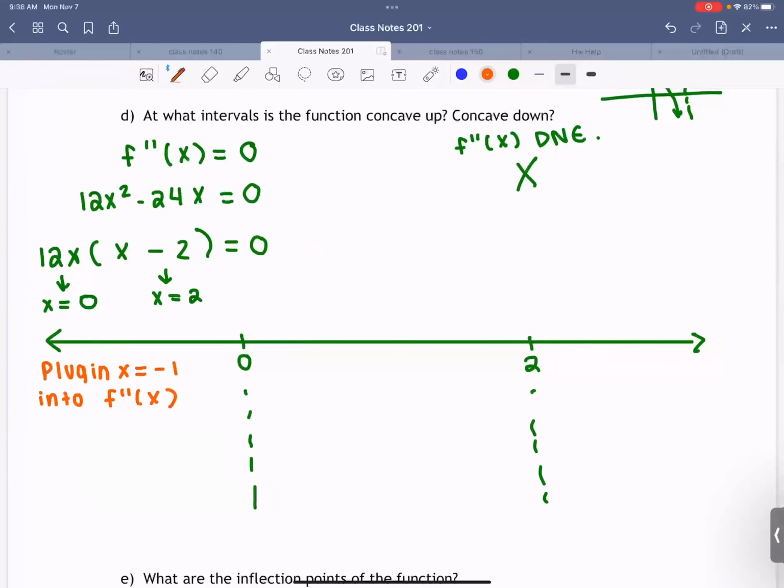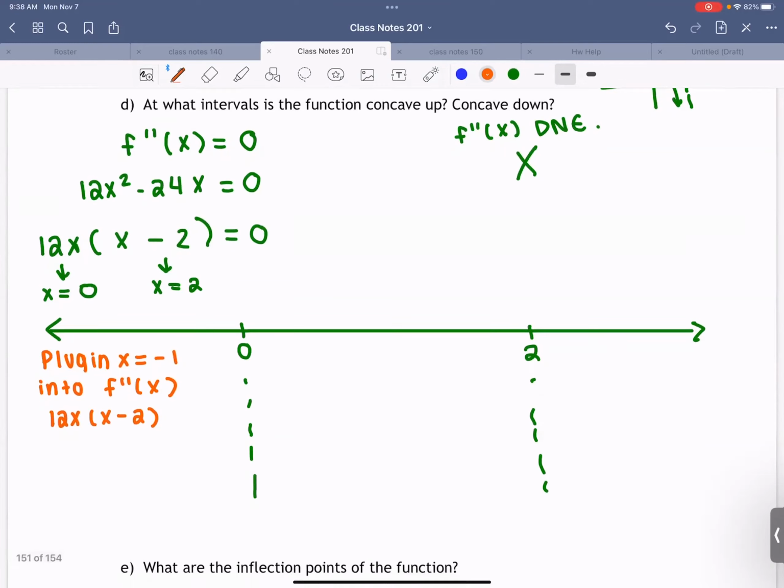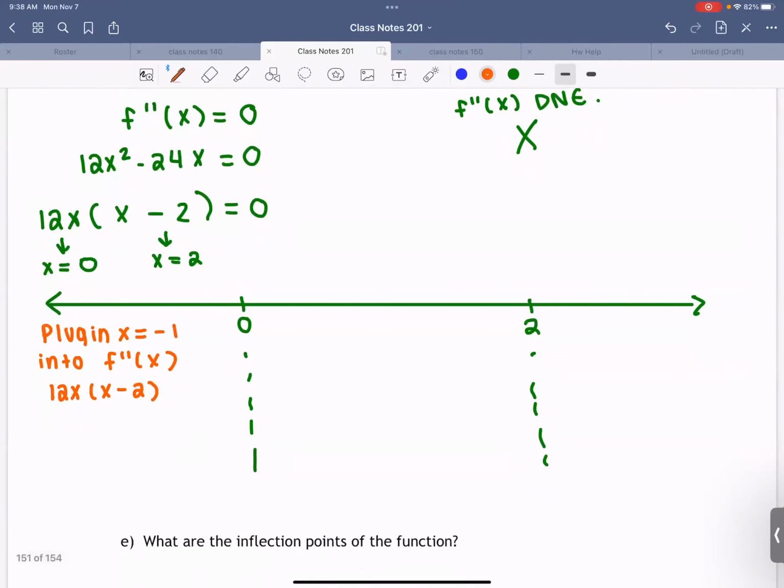Now I have a couple options. The second derivative is 12x squared minus 24x, but I did factor it, which makes it a little bit easier, so I'm going to use the 12x times x minus 2 version. So we get 12 times -1, and -1 minus 2 is -3. Is this going to be a positive or a negative number? Positive, good. Because I'm positive, am I going to be concave up or concave down? Concave up, good. So concave up here.